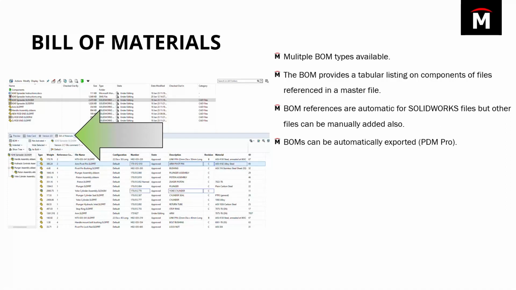BOM references are automatic for all SOLIDWORKS files, but other files can be manually added to Bill of Materials also. And like many other tools in PDM, your PDM administrator controls what you have access to and what Bill of Material types you can use. Extra note here is that Bill of Materials can be automatically exported with the Pro version of PDM in XML format. And that can be very useful if you have downstream operations that require access to that data.